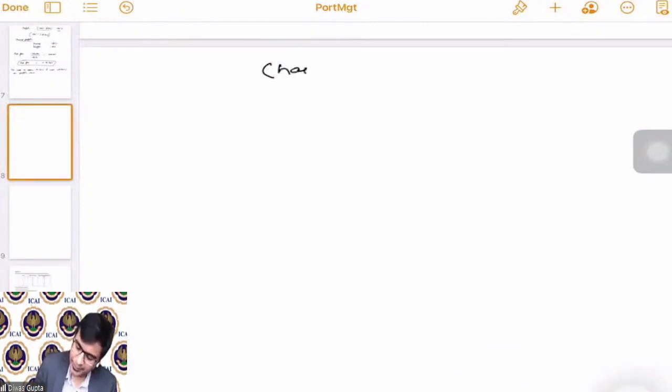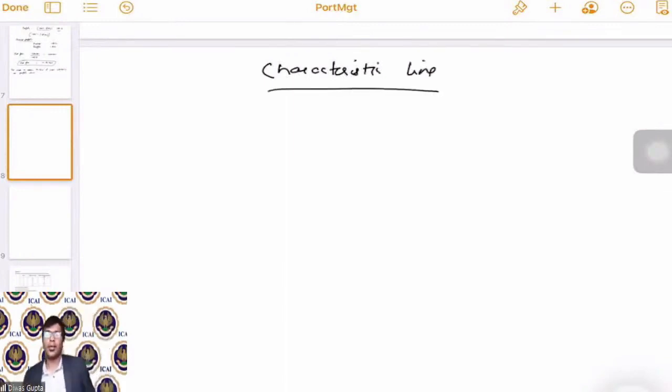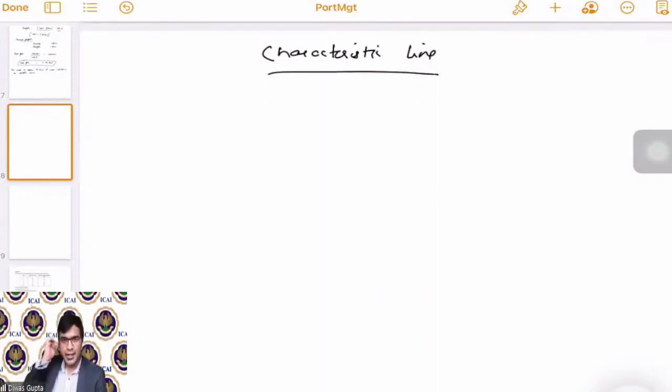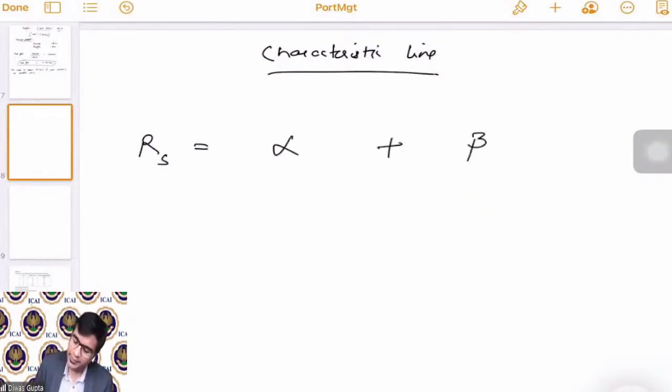Which is the characteristic line. Okay, students, now listen very carefully. See what we have studied in Sharpe's index model, that what is a return for a security. The return on a security, let's say S, is equal to alpha plus beta RM. Correct? This is what we have studied.